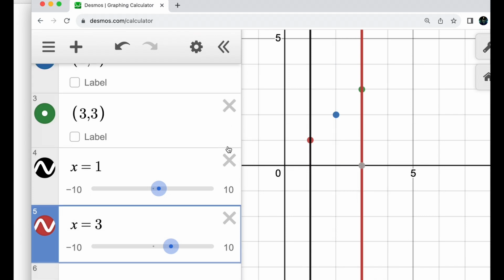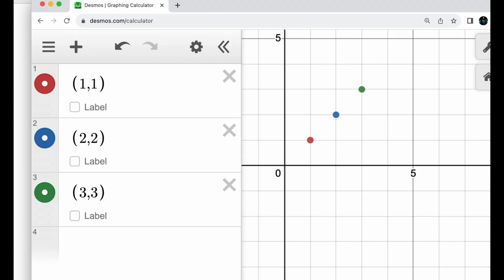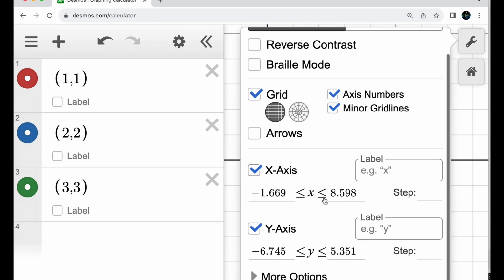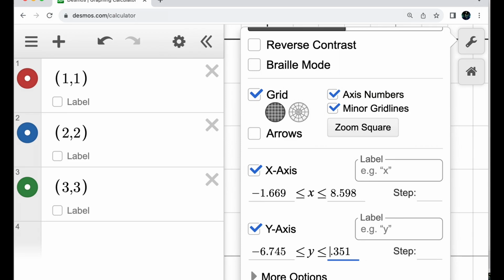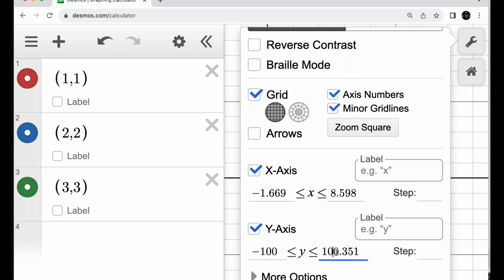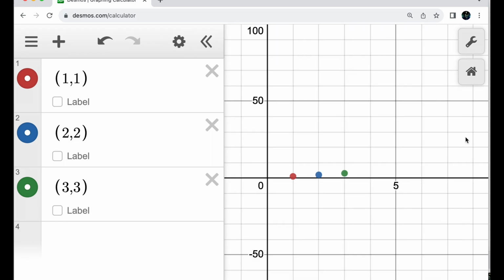Now I'm going to show you the clever trick, how we can use technology to make this easier. What you do is you go to the wrench. You change the view. Right now it's set to between about -1 and 8 for the x and -6 and 5 for the y. I want to dramatically change the y scale. So I can make it like 100. So from -100 to 100 is my new y scale.